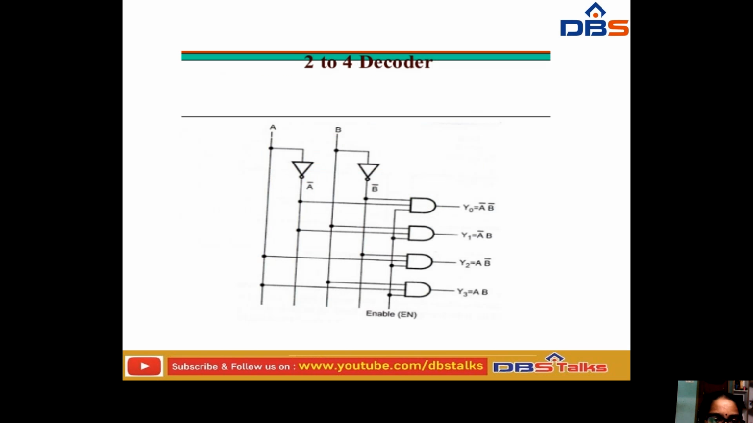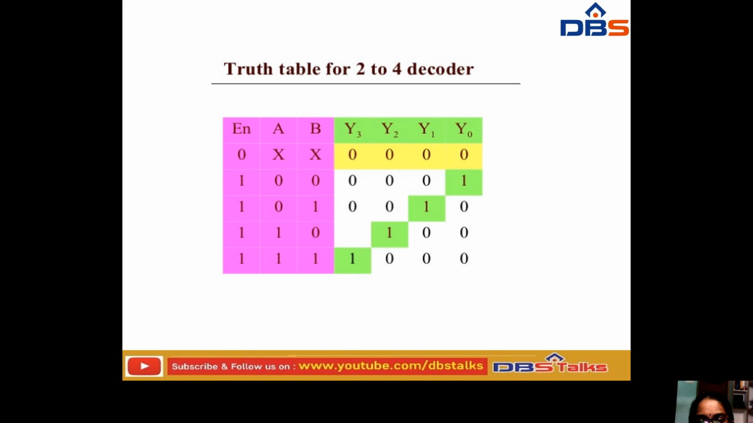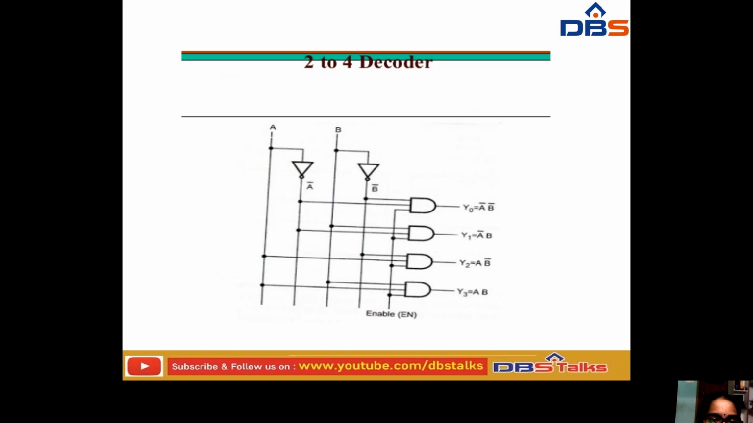Up to here we have discussed the truth table for the 2 to 4 decoder. Now let us see the combinational circuit for the 2 to 4 decoder. We have taken the A and B values here.